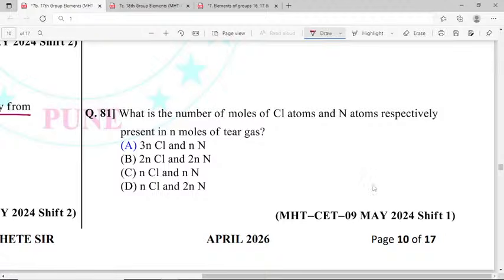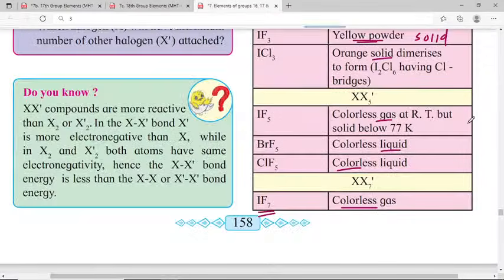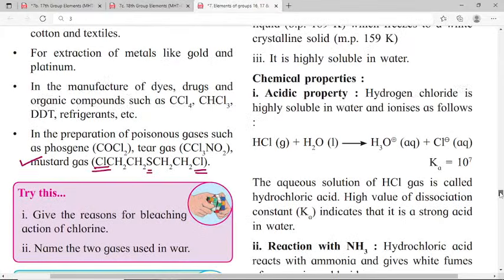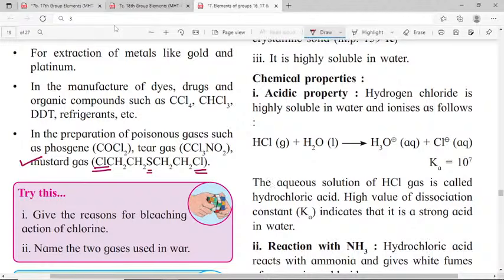What is the number of moles of chlorine atoms and nitrogen respectively in tear gas? Tear gas contains 3 chlorine and n nitrogen. So please note where it is written as tear gas. This is CCl3NO2.